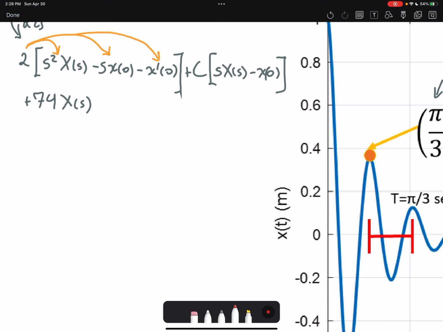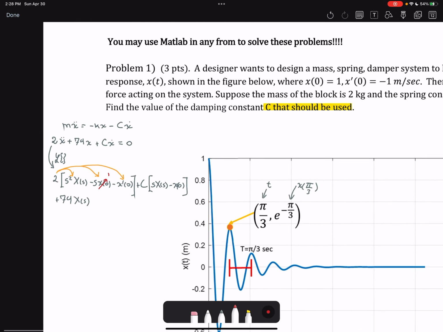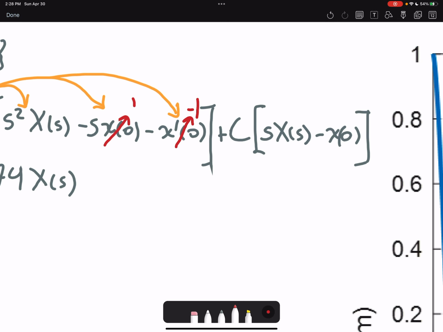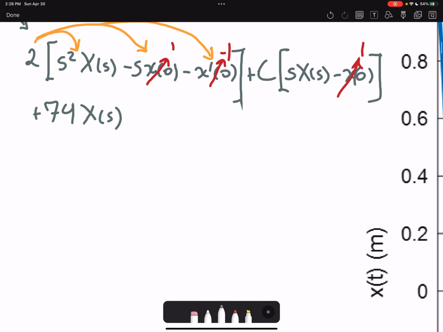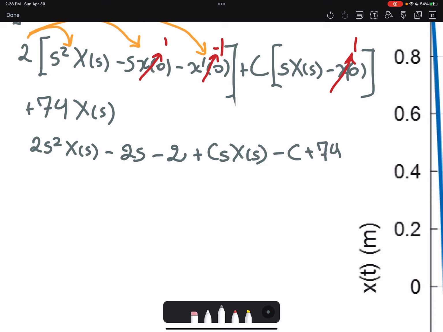So the initial conditions for this one are x of 0 is 1 and x prime of 0 is -1. This is -1, and so this is 1. So once we do this, we distribute that 2, we get 2s squared X of s minus 2s minus 2 plus csXs minus c plus 74 big X of s. All of that is equal to 0.